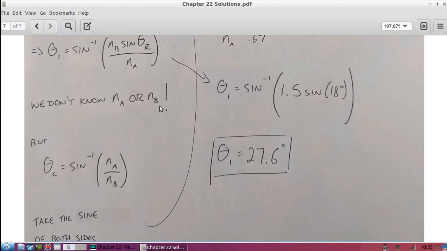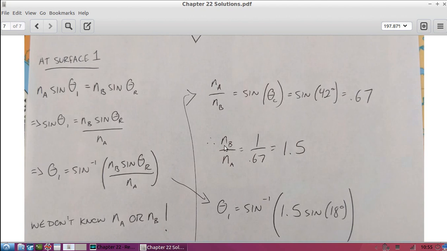We don't know either of these. However, we know the critical angle. The critical angle is 42 degrees. So I can at least use my critical angle formula to find a ratio of n sub a over n sub b. That's what I'm going to do here. I'm going to take the sine of both sides, get rid of this inverse sine. So n sub a over n sub b is sine of the critical angle. I plug 42 degrees in for my critical angle, and I get a value for the ratio of n sub a over n sub b, and that's 0.67.